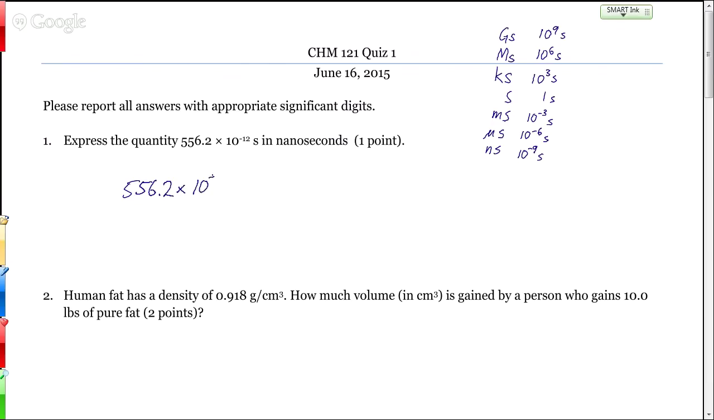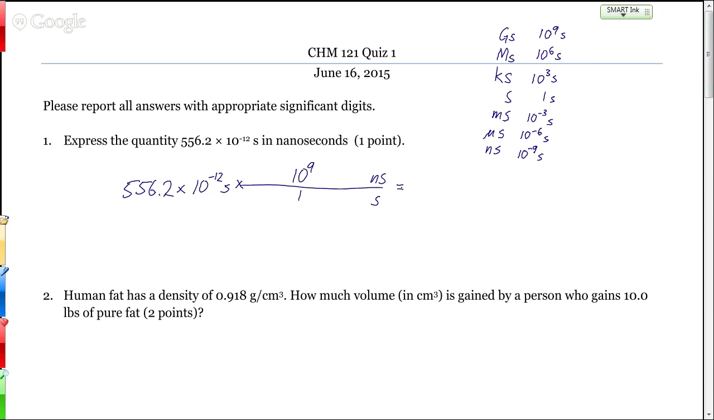556.2 times 10 to the minus 12 seconds times, we want to get rid of seconds and end up with nanoseconds. And you can do this conversion however you want. You can say that there are 10 to the 9th nanoseconds in a second, because a nanosecond is smaller. Or you can say there's 10 to the minus 9 seconds in a nanosecond. Right, just flip it over. Either way is right, but you have to keep in mind that a nanosecond is smaller than a second. So therefore, our number should be much, much bigger in nanoseconds than it was in seconds.